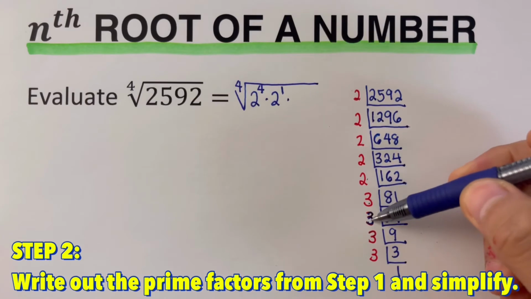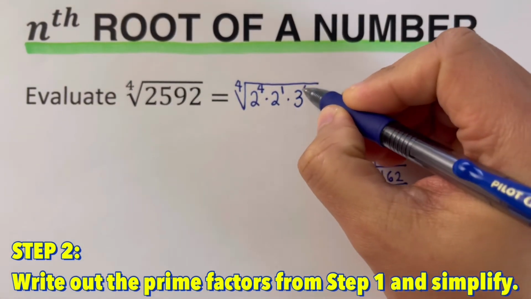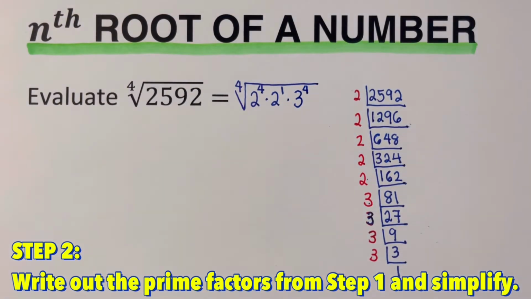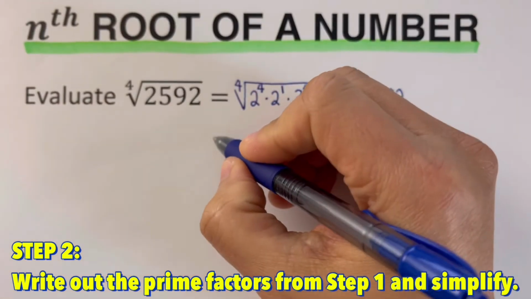That would be 1, 2, 3, 4. There are four 3's, so I put that up there. Now, what we are going to do next is break this down. So this would come out.